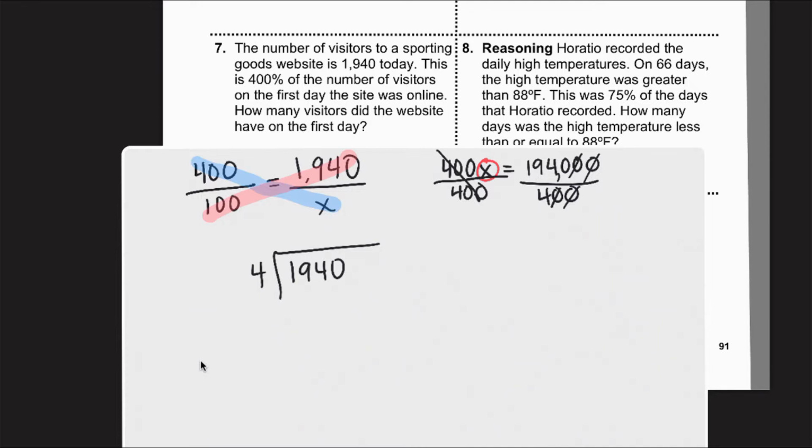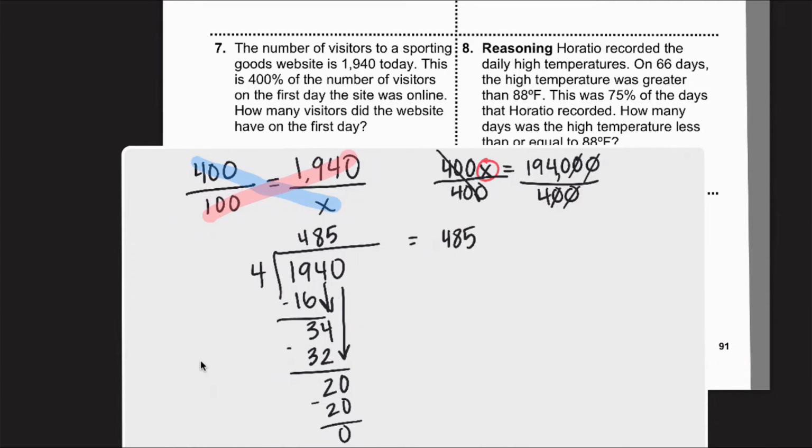Okay, so 4 goes into 19 4 times. Find the difference, and then bring down your next place value. 4 goes into 34 8 times with 32. 2 left over. Bring down your next place value. 4 goes into 20 5 times. And our answer is 485.